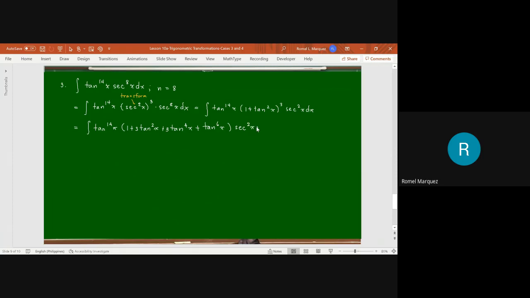Secant squared x dx. Secant squared will serve as the differential of every term. What's the first term? Tangent to the 14 of x. Second term, 3 times tangent to the 16 of x, plus 3 times tangent to the 18 of x. And the last term, tangent to the 20th power of x. So the differential of every u here, our u stands here, and we have different n's: 14, 16, 18, 20. All the terms together with secant squared x, the differential of the tangent, you will have the power formula.